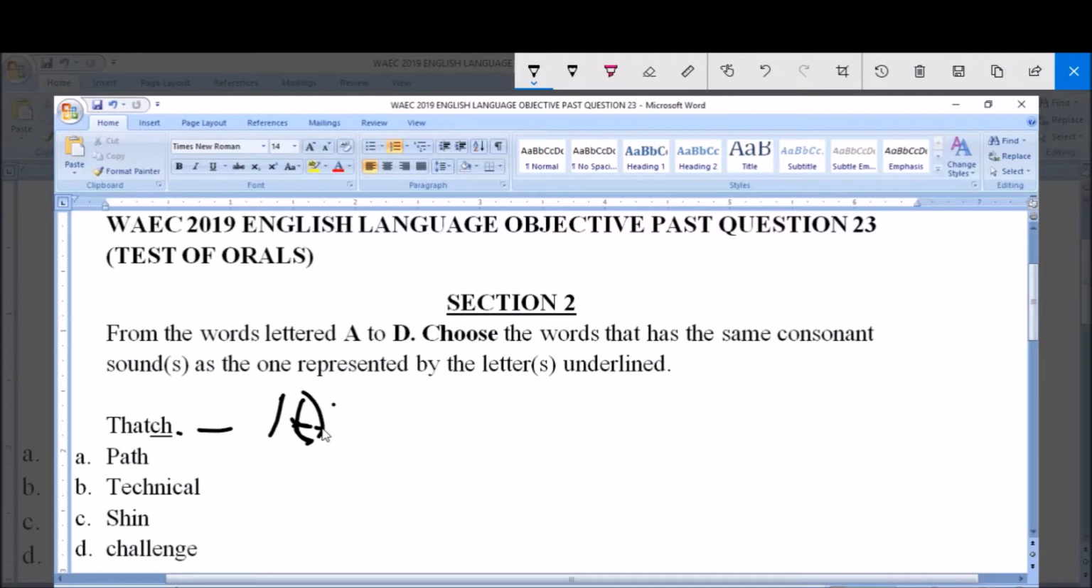We have the consonant sound and then thatch. Then you have the consonant sh sound, so thatch. Then option A, you have path. So path is transcribed this way. You have this path, long R sound, and then consonant sound.